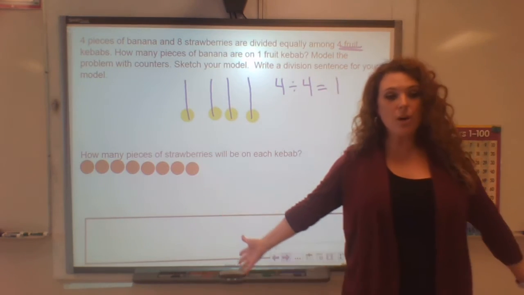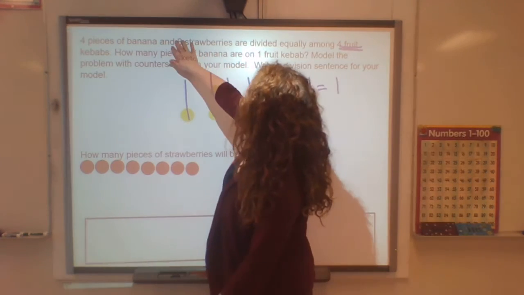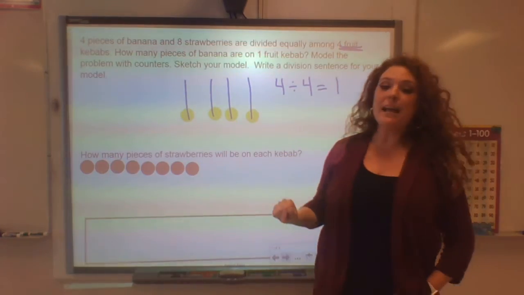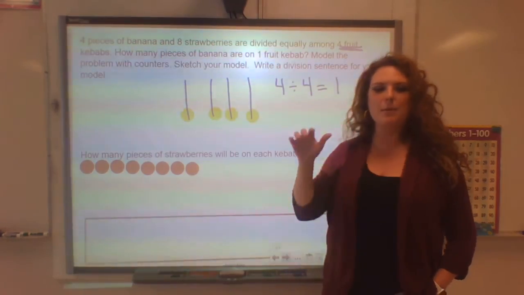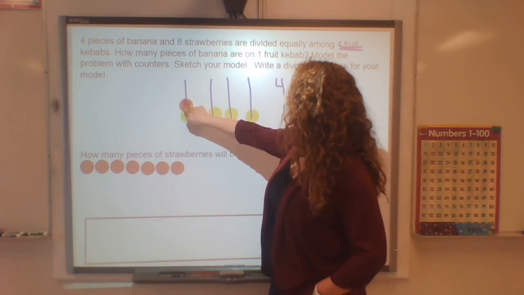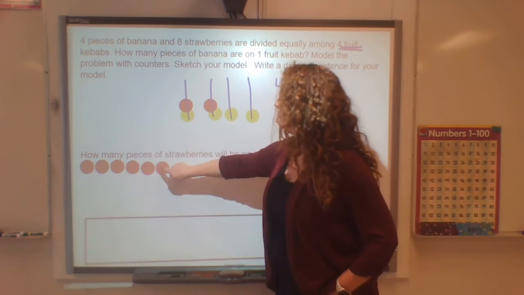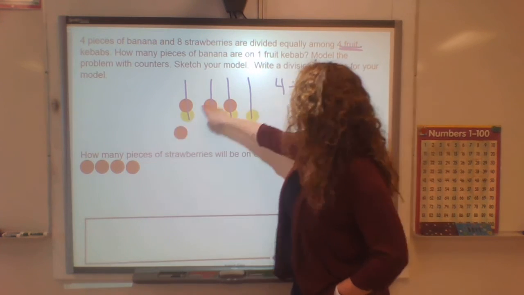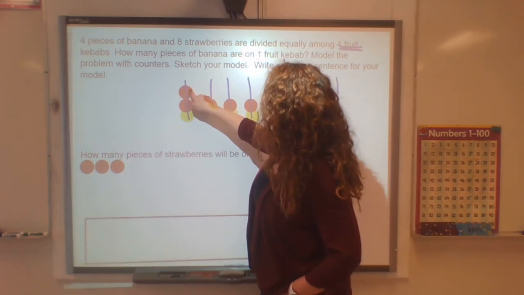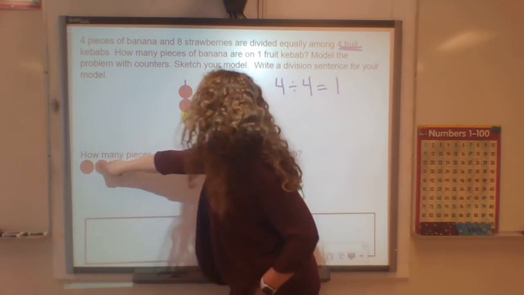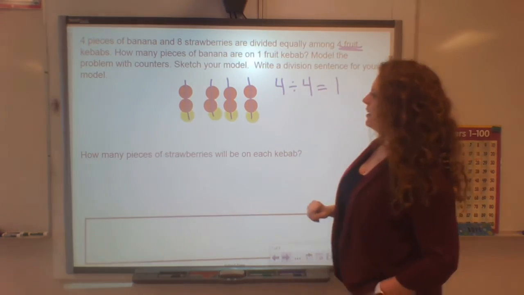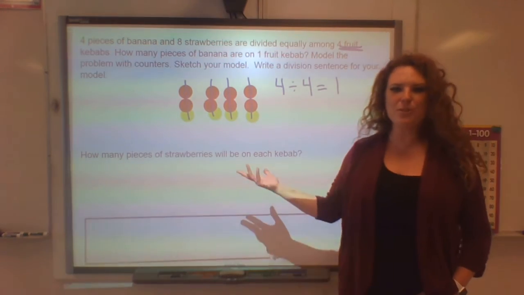Strawberries. How many pieces of strawberries are going to be on each kebab? And I can see at the beginning of my question, there's 8 strawberries. I have 8 counters there. So I'm going to do the same thing now, and I'm going to divide them out between each kebab, and then I'm going to make a division sentence for my strawberries. So I'm going to give 1 strawberry to this kebab, 1 to this kebab, 1 to this kebab, 1 to this kebab. Am I done? Nope, I still have more strawberries, so I'm going to keep going. 1 here, 1 for this kebab, 1 for this, and 1 for this one. All right, I'm all done. I have no more strawberry pieces left.